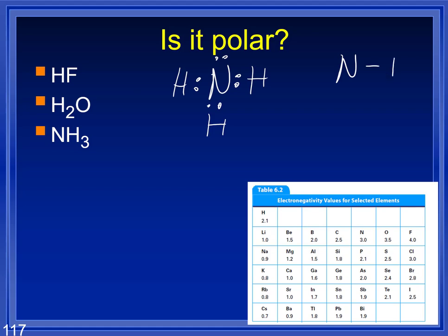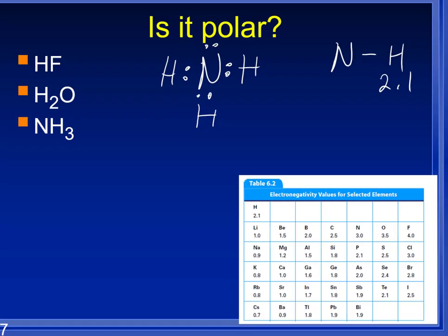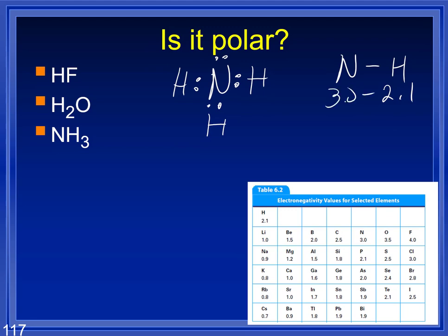So I got to worry about the bond between N and H. Is that bond polar? Well, I looked up the H before and it was 2.1. Now I need to look up N. This table's in your book on page, I think it's only 177. And N was 3.0, minus 2.1 is 0.9. Was that big enough to be polar? It was from 0.5 to 2, right? So 0.9 is big enough to be polar. So this is a polar bond.